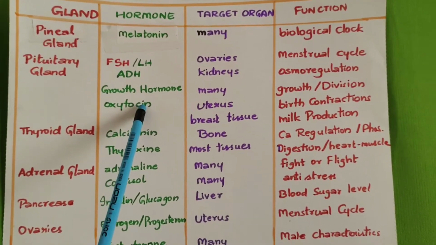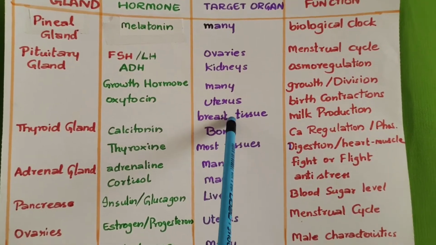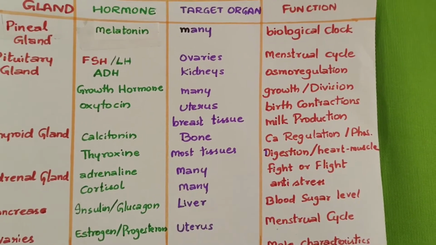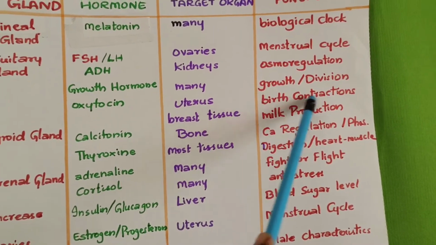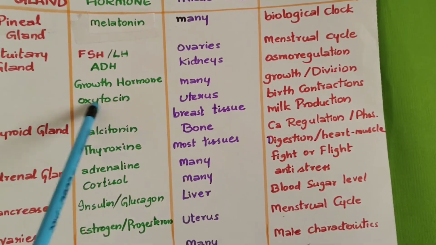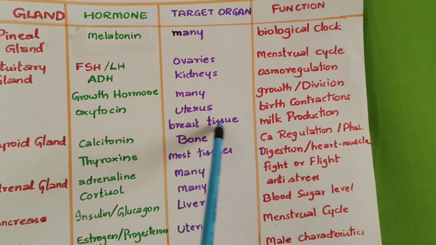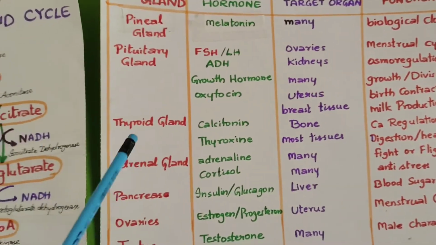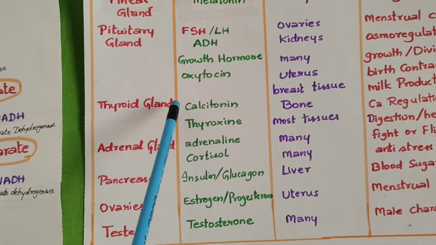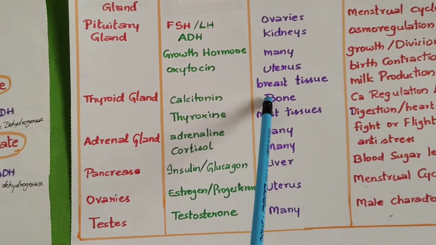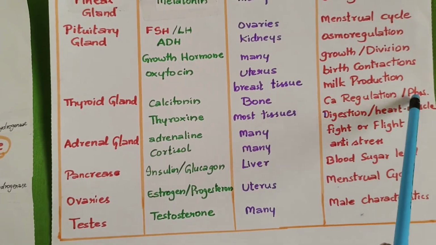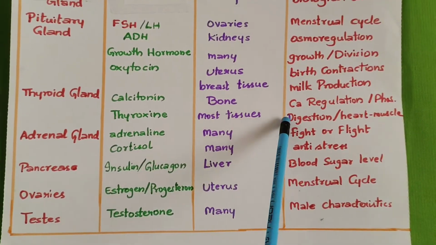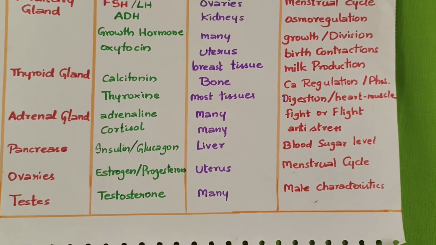Then is the oxytocin hormone, and its target organs are the uterus and breast tissues. For the uterus, the function is birth contraction during child delivery. Uterine contraction happens through this hormone oxytocin. And also post childbirth for lactation, breast tissue is the target tissue here for milk production. Okay, and then the thyroid gland, the hormones are calcitonin and thyroxine. Calcitonin's target organ is bone, and it helps in calcium and phosphate regulation. Then thyroxine, its target is most tissues and it helps in digestion, heart muscles, and even bone health also.